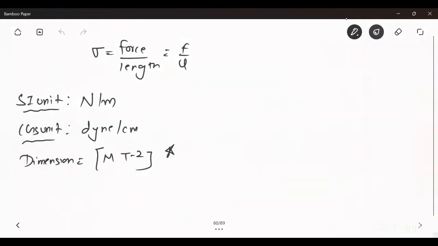Next, you can write the formula of surface tension. The surface tension is denoted by sigma, T or S. The formula of surface tension is force per unit length, means force upon length. The SI unit of surface tension is Newton per meter, the CGS unit is dyne per centimeter, and the dimension of surface tension is MT to the power minus 2.